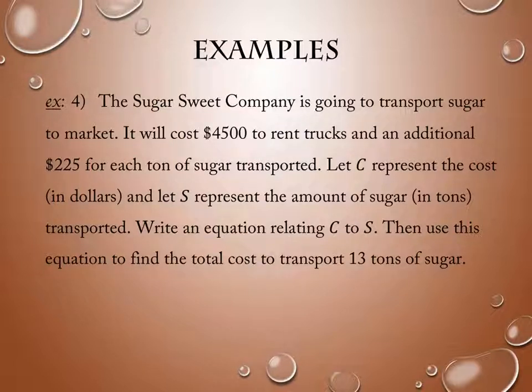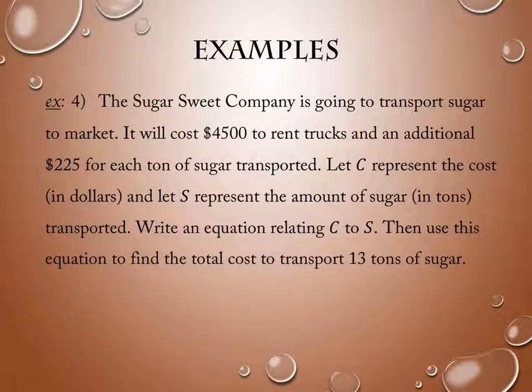And then the additional sugar inside of it has a transportation cost itself. And that additional transportation cost is what? $225 for every ton, right? So if there's 1 ton, it'd be $225 more. But if there's 2 tons, I'd have 225 times 2, or $450 additional for the tons of sugar. Does everybody make sense with that?